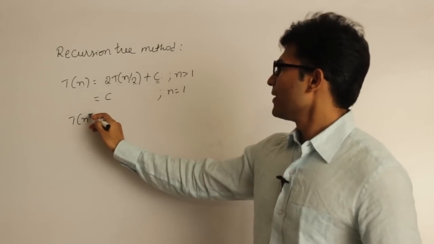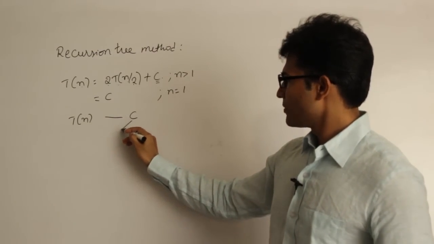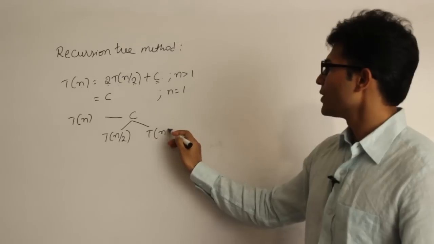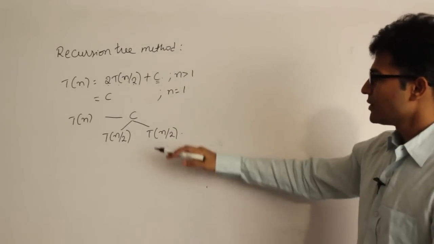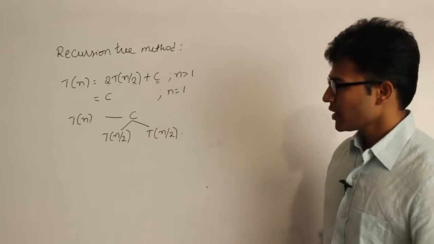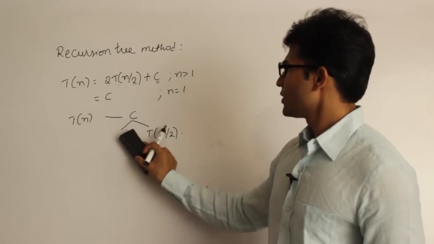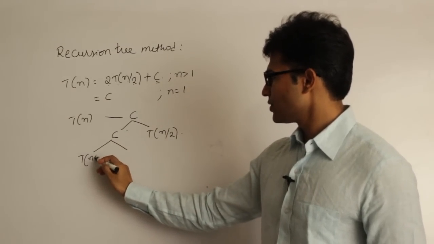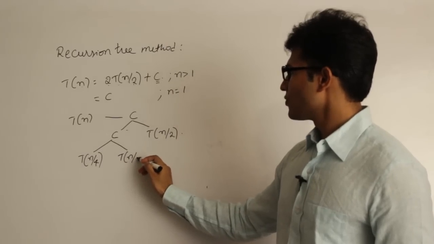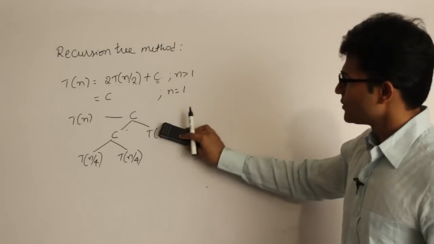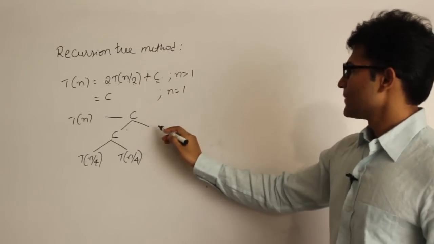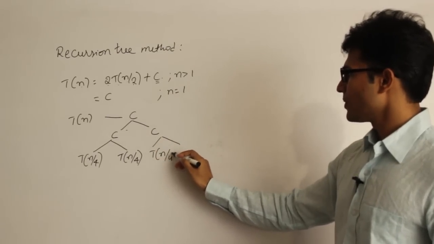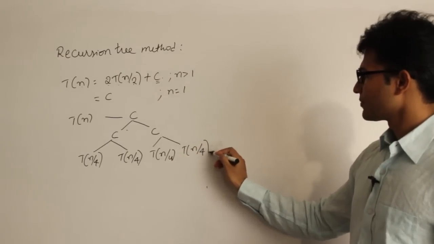So T of n: if I do a constant amount of work, I can break the problem into two smaller problems, each of size n by 2 and n by 2, right? And at this level, if I do a constant amount of work again, I'll be able to break the problem into two instances, T of n by 4 and T of n by 4, right? Similarly here, if I do some constant amount of work C, I could break the problem into two instances, T of n by 4 and T of n by 4, right?